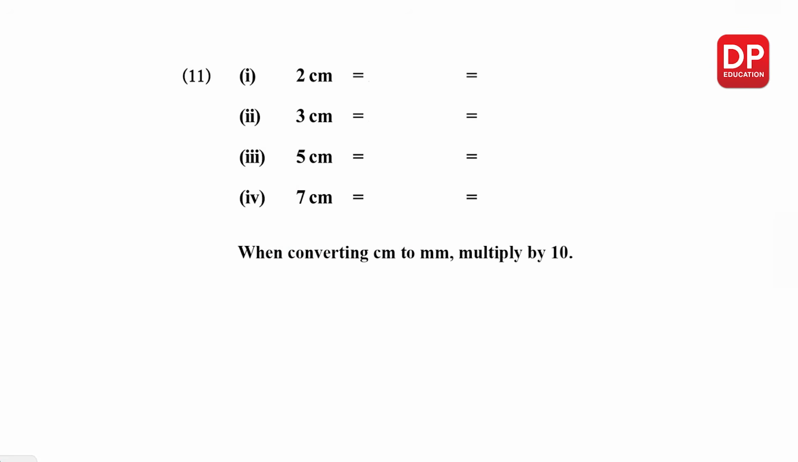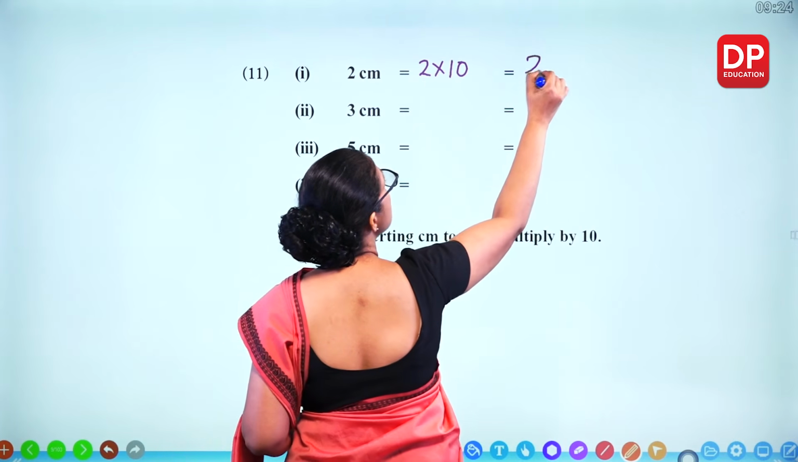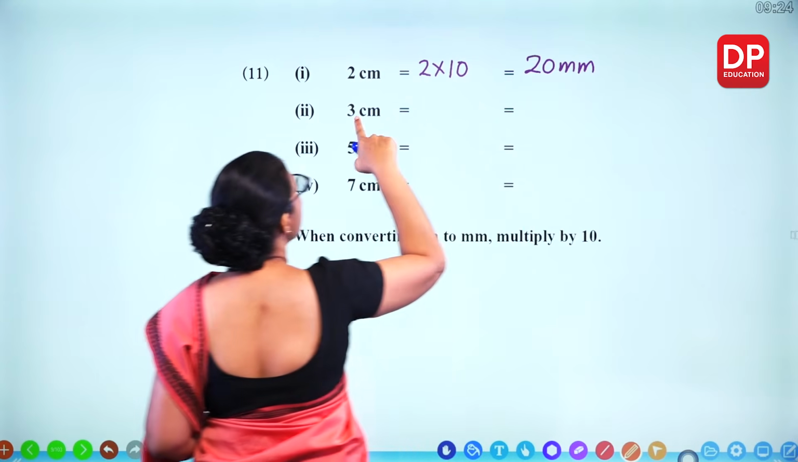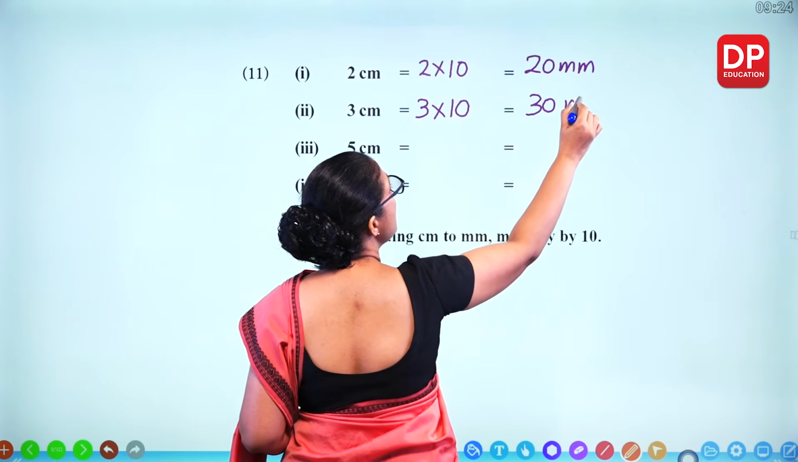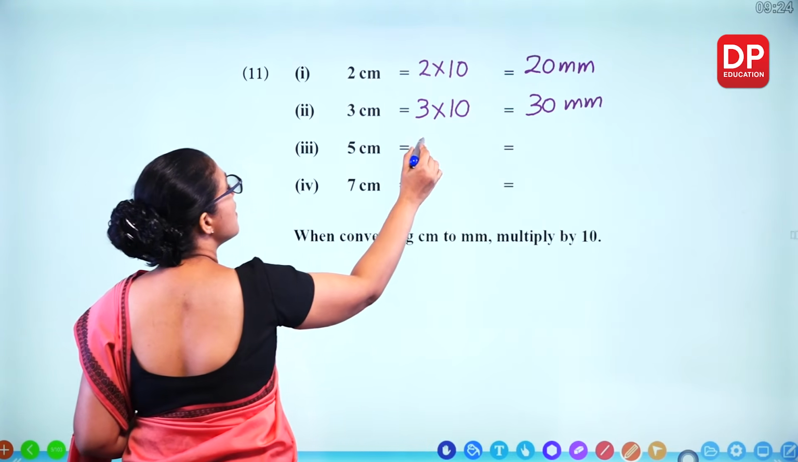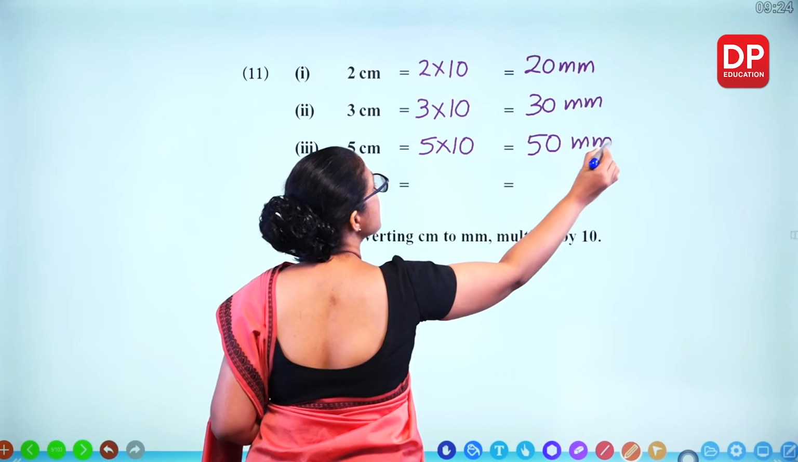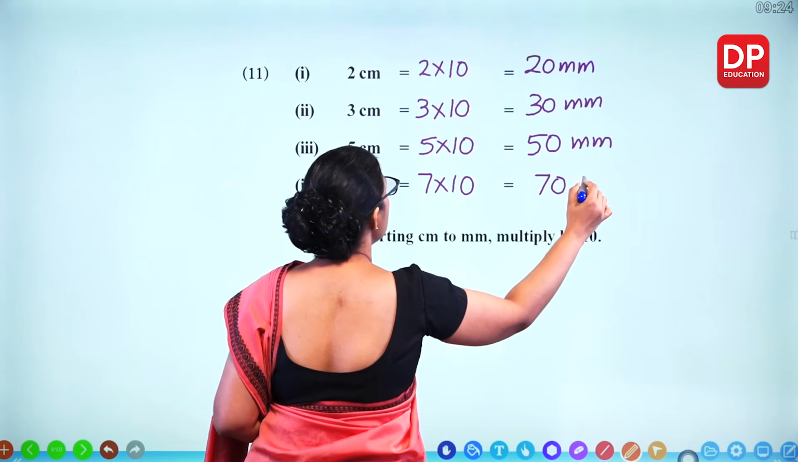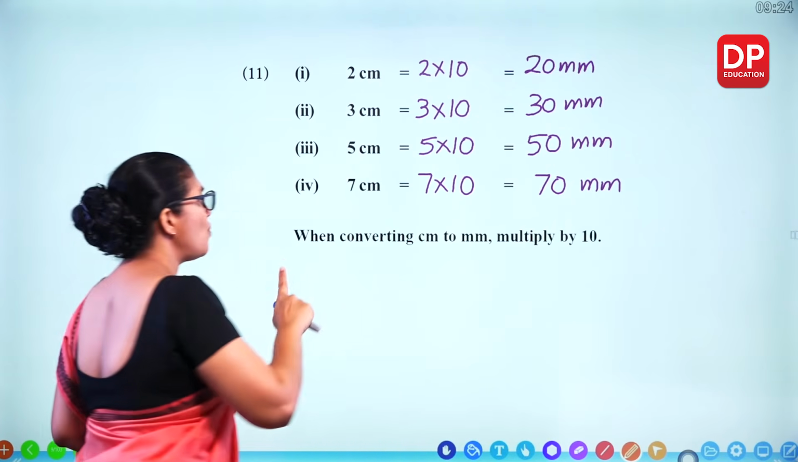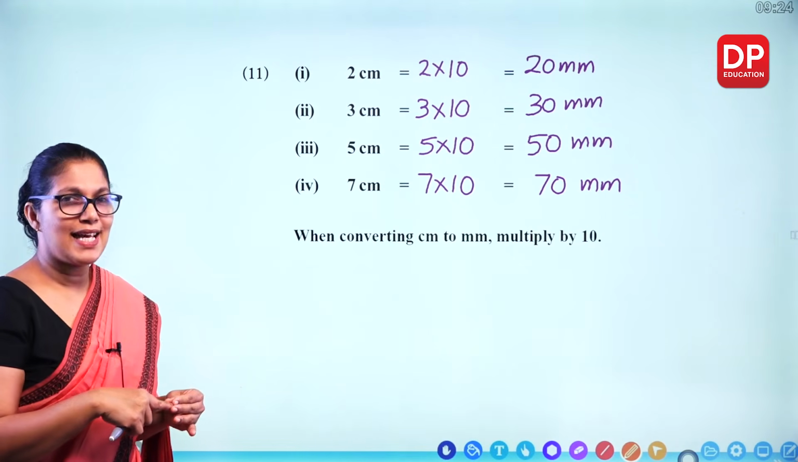Convert centimeters to millimeters. What do you do? Multiply by 10. So 2 times 10, 20 millimeters. 3 into 10, 30 millimeters. 5 multiplied by 10, that's 50 millimeters. And 7 times 10, that's 70 millimeters. So when you want to convert centimeters to millimeters, we multiply by 10.